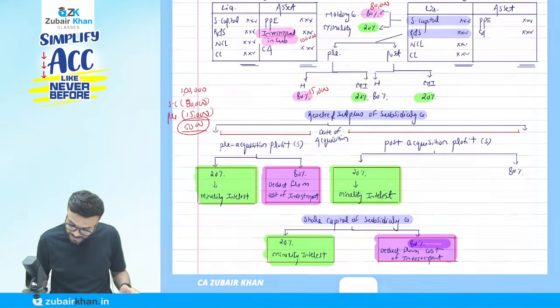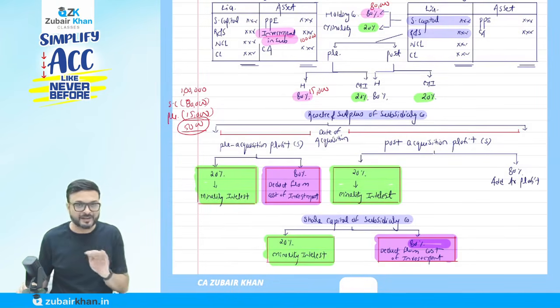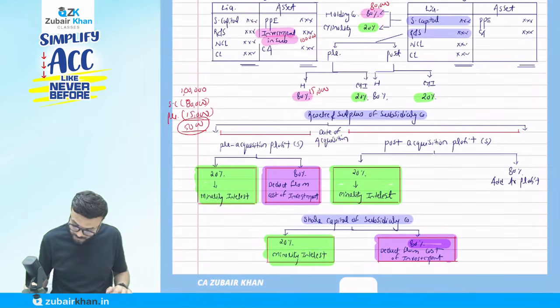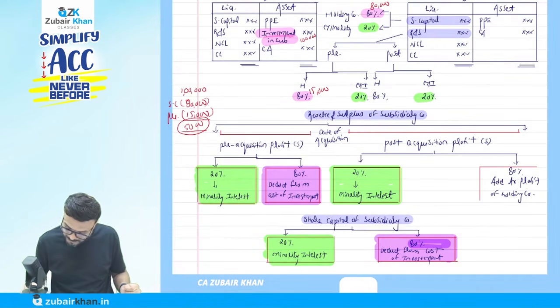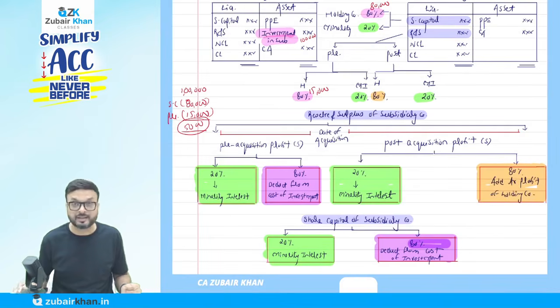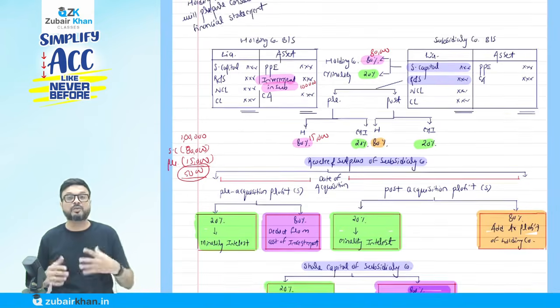Add. Write it down: add to profit of holding company. It's a revenue nature profit. So this will appear here in the reserve. They will add it here. So the holding company will add this portion of post-acquisition profit to their profit, because it's a revenue nature profit.